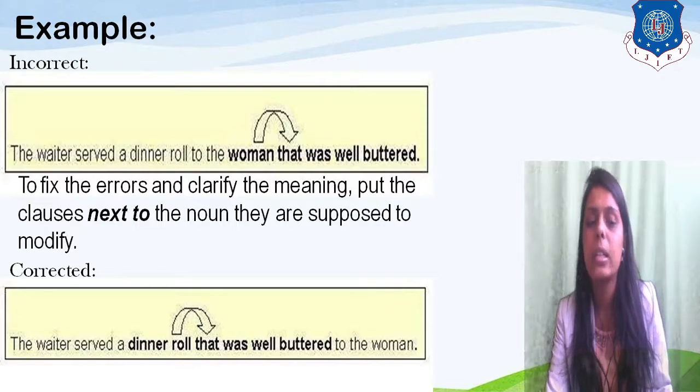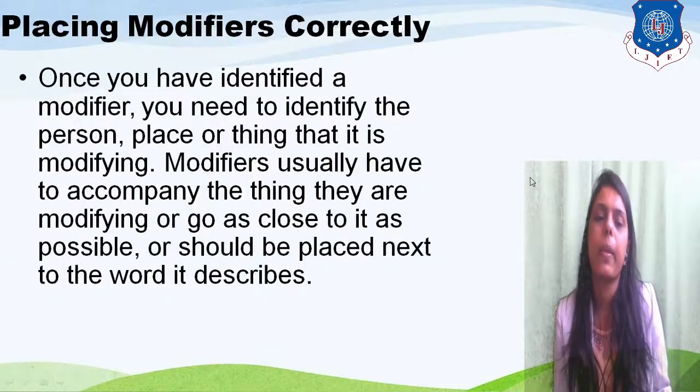The waiter served the dinner roll that was buttered to the woman, right? So the dinner roll was buttered. The woman was not buttered, the dinner roll was buttered. So it should be next to the noun you want to modify, right? So one should keep that in mind.